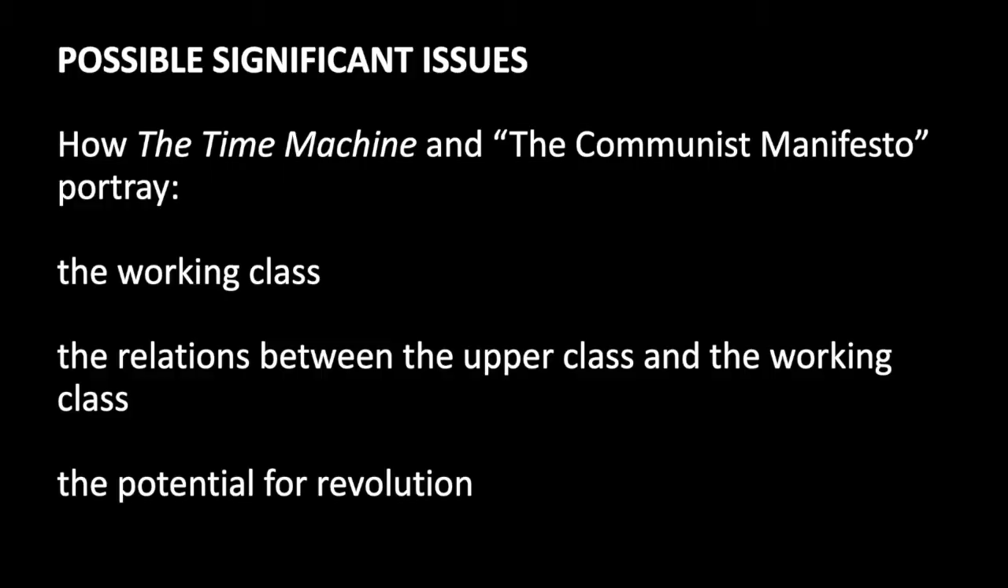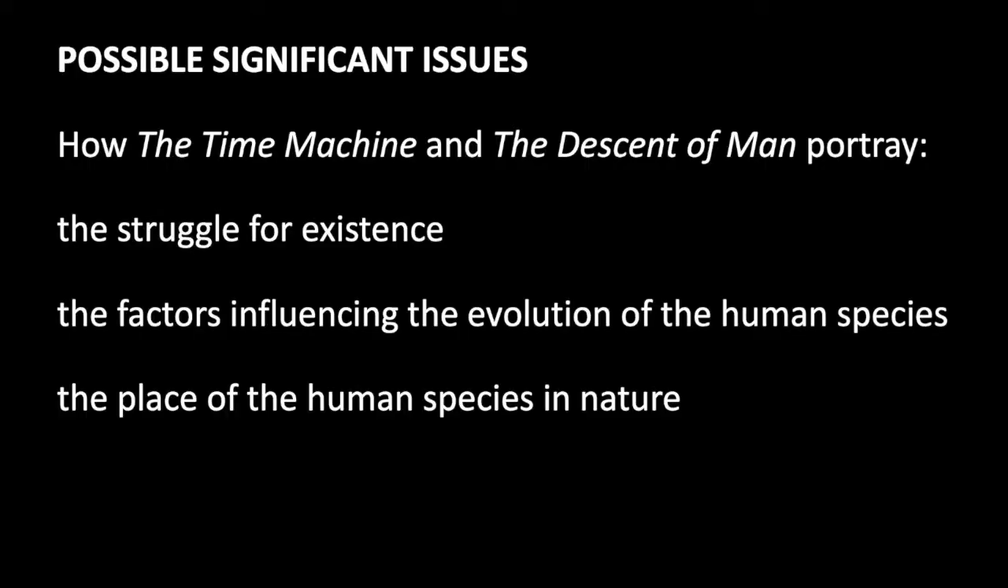So, for instance, you might write a thesis statement that makes an argument about how the Time Machine and the Communist Manifesto portray the working class, or the relations between the upper class and the working class, or the potential for revolution. Or if you're writing an essay about the Time Machine and the Descent of Man, you might write a thesis statement that makes an argument about how the Time Machine and the Descent of Man portray the struggle for existence, or the factors influencing the evolution of the human species, or the place of the human species in nature. Those are not the only significant issues that you can write about between those texts.